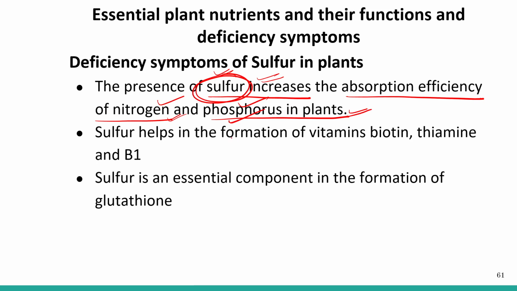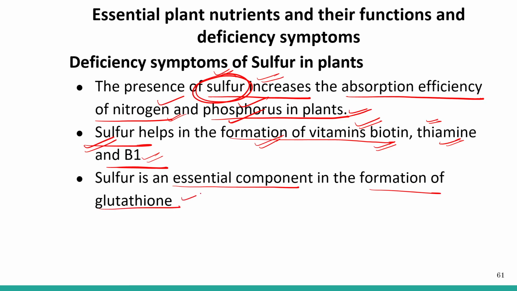Sulfur helps in the formation of vitamins: biotin, thiamine and vitamin B1. Okay, so this is also very, very important, as there is a requirement of sulfur for the formation of different vitamins. What are those vitamins? Biotin, thiamine, and vitamin B1. Sulfur is also an essential component in the formation of glutathione. So this is also an important point.